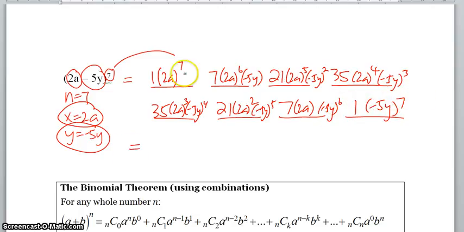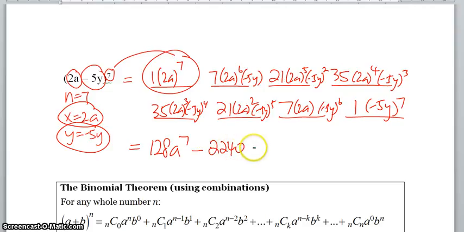Now you just simplify it. So look here, 2 to the power of 7: 2, 4, 8, 16, 32, 64, 128. So there's 128a^7. The second term, this is a minus sign there. And look at the number, 2 to the power of 6 is 64. 64 times 7 times 5, I'm using my calculator right now, is 2240.